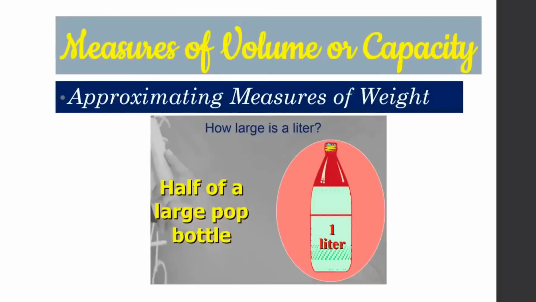As for a liter, if you are fond of drinking soft drinks, you can see already that one bottle of Coca-Cola or a pop measures 1 liter. It is already written in the packaging, right? If it is 1 liter, 1.5 liters, or 2 liters. So now you have an idea of how large a liter is.